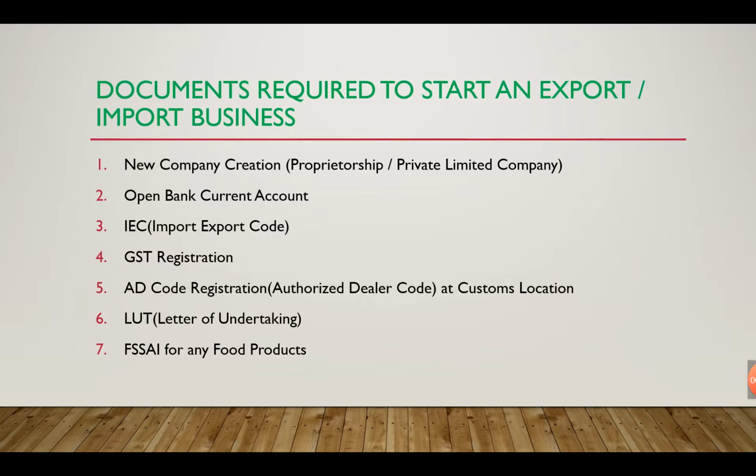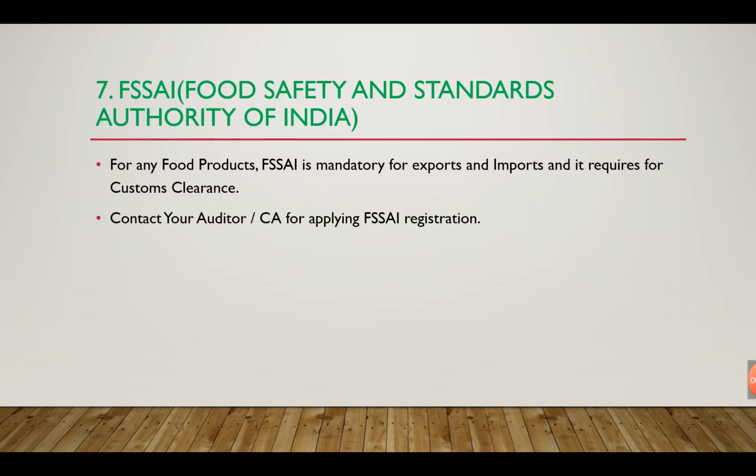And after LUT, you can go for FSSAI registration. For any food products, FSSAI is a mandatory document. Without FSSAI, you cannot do customs clearance. For this also, you contact your auditor or chartered accountant to apply for FSSAI. To get FSSAI, it will take approximately 20 to 30 days, so better you apply prior to your shipment planning.